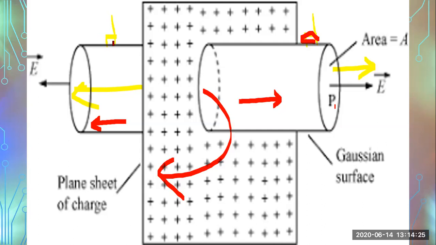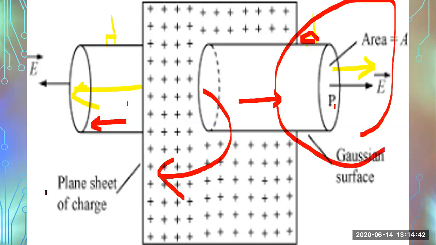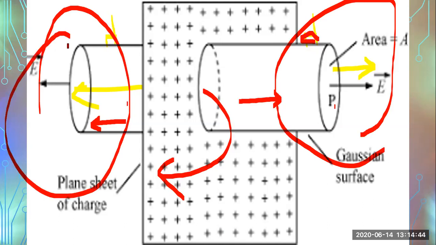That's why the electric flux through these curved surfaces will be zero, and we will see this using the mathematical formula. At the end, we will see there are only two surfaces where there will be electric flux, because the angle between E and A is 0 degrees, both being along the same direction.